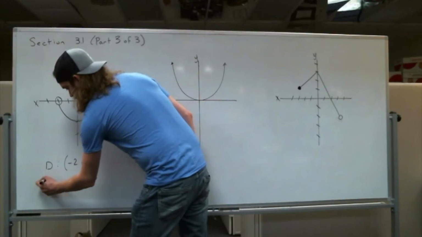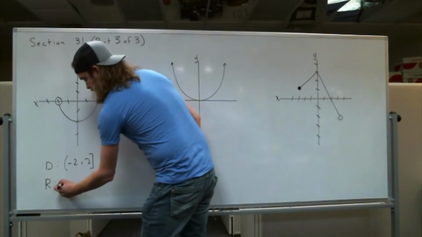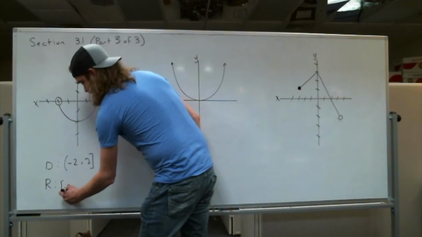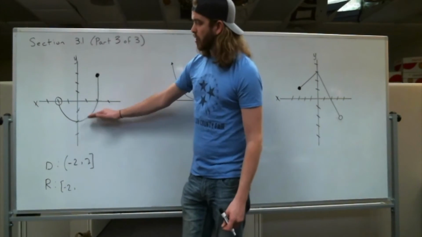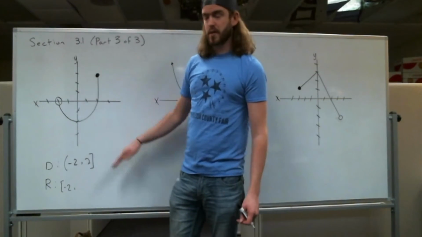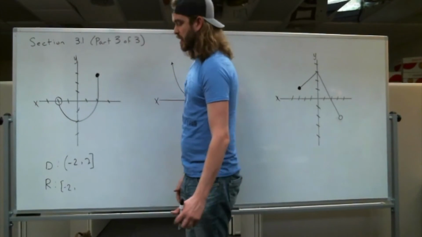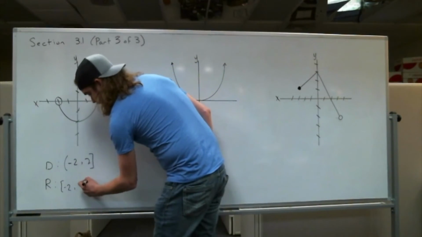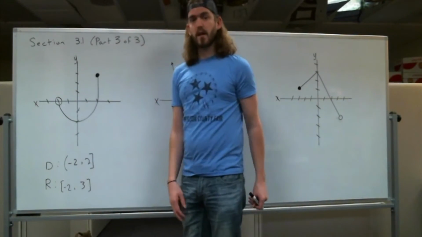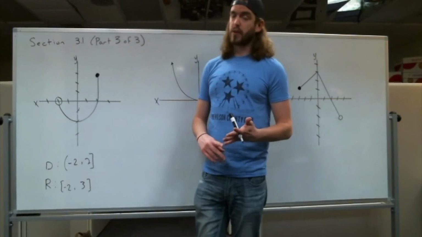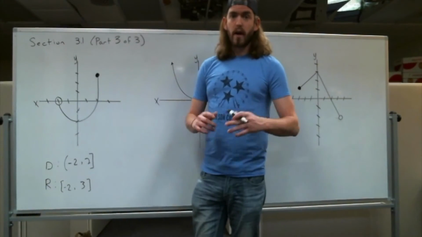So our range on the bottom is going to be a bracket in -2. When we look and see how far up it goes, we see that it goes up to +3 on the y-axis. That's as high as it's going to go. So we're going to put a 3 there, and that one's also going to be a bracket in this case.